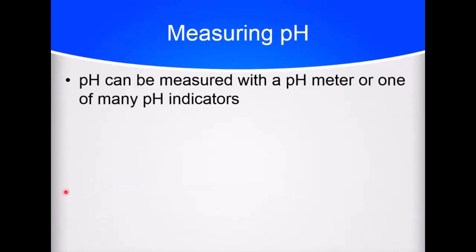pH can be measured a variety of different ways. You could use a pH meter, you could use a pH indicator. We're going to try a few in the lab and see if they match or not.